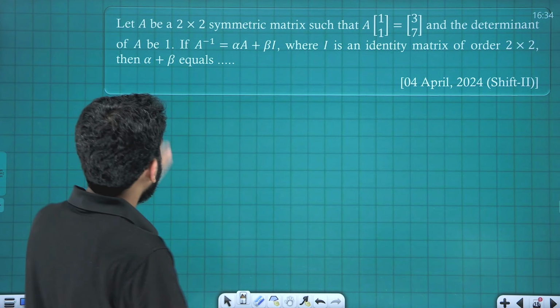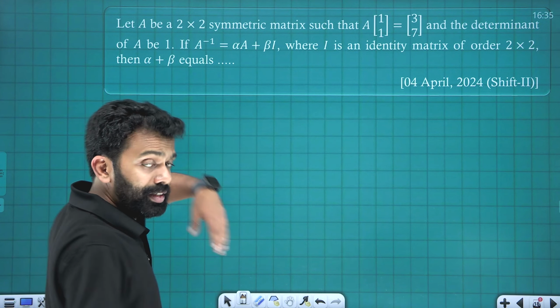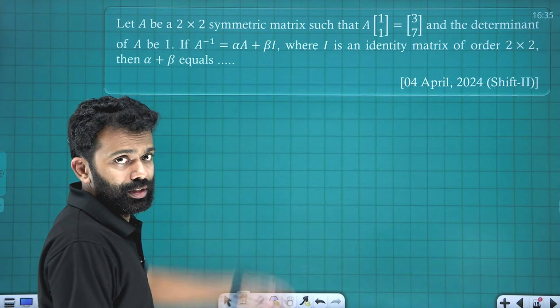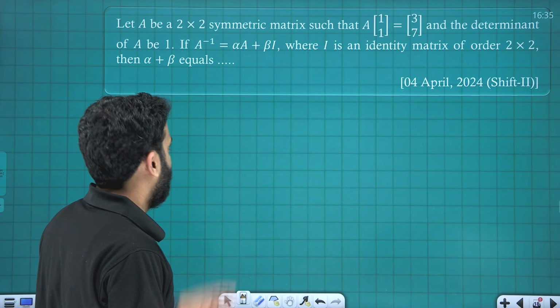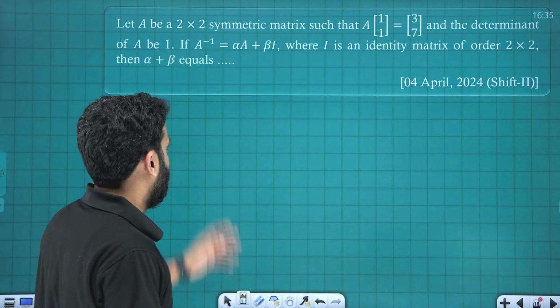How will you find alpha plus beta from this? The question has changed, right? Just hit the pause button, read the question once more and identify what has changed with respect to the previous question. The matrix itself is not given. Then how are you going to find this out? They have given that it is a symmetric matrix, right? So how will you form a 2 by 2 symmetric matrix?